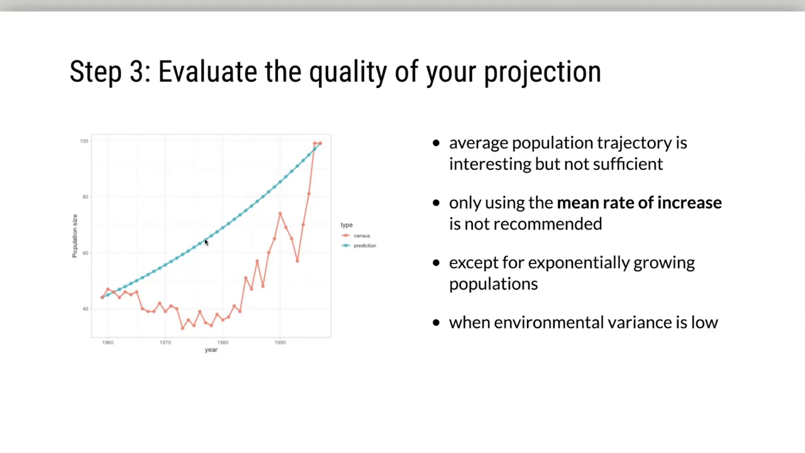that part. So the important thing to get from that is that using only the mean rate of increase to project the population is not really recommended in cases where you are working with small populations, because you see that we can overestimate population size by only looking at the average trajectory.